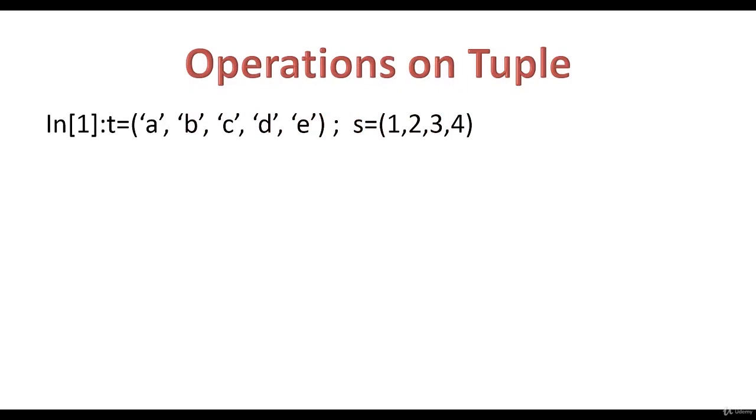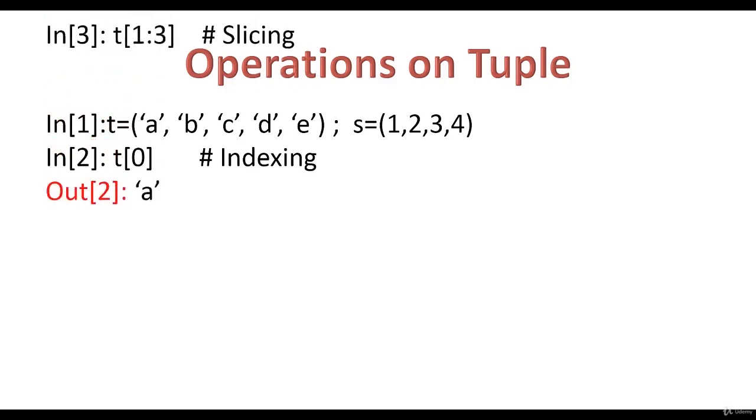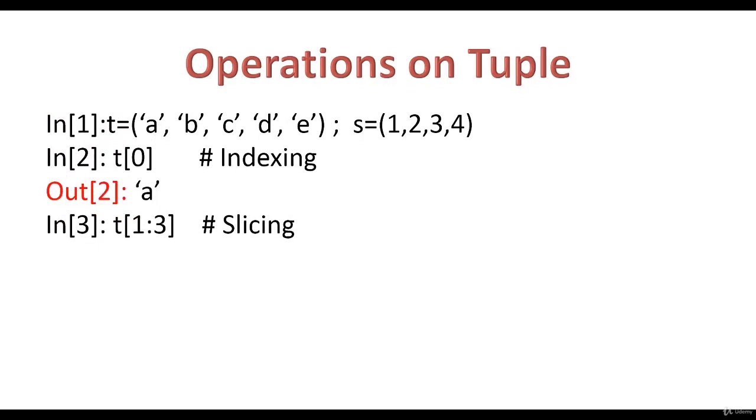Operations on tuple. Here is a tuple, and then t square bracket 0 is the index. So it will select the first element. Slicing: t square bracket 1 colon 3. So it will select elements from, this is 0, this is 1, 2. Because the end index is exclusive, it will select B and C.